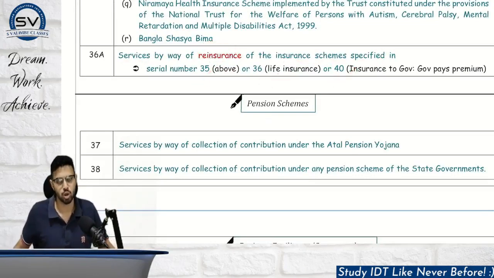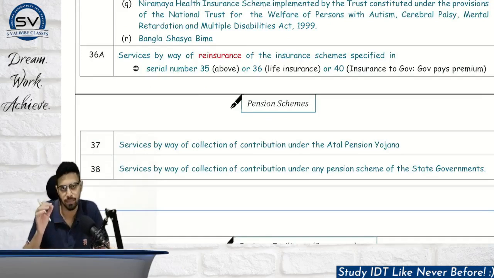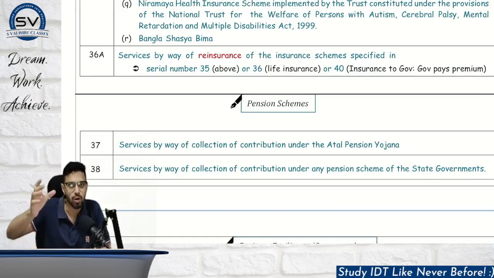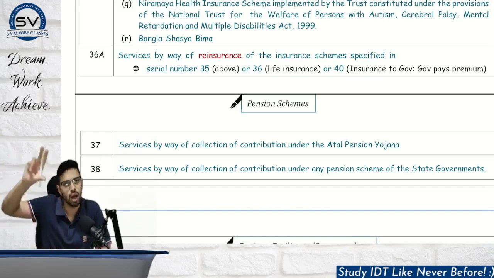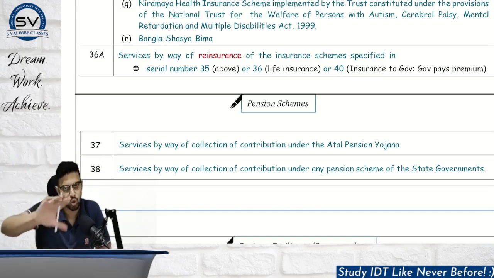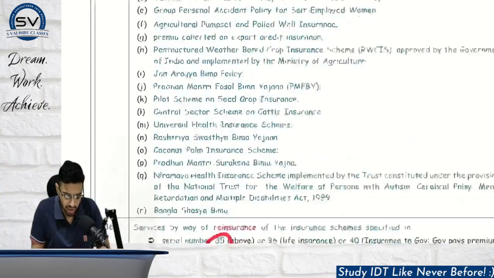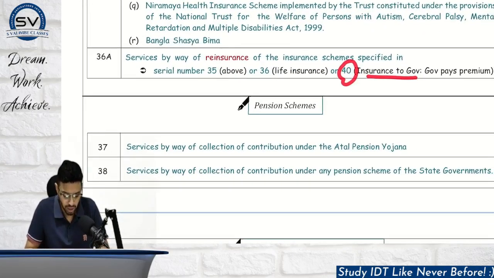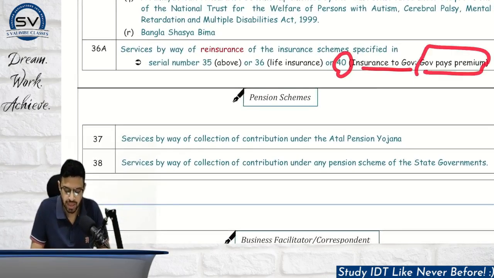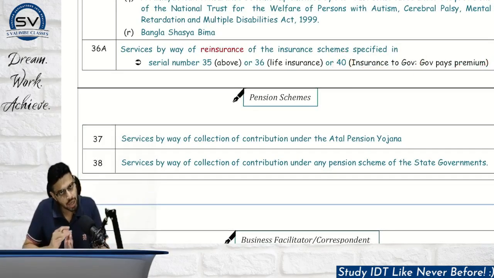Now, what do you mean by reinsurance? Reinsurance basically means, let's say there is an insurance taken by LIC, let's say of 100 crores. 40 crores of that 100 crores is taken further by, let's say, HDFC Life Insurance. So that is a reinsurance happening. A portion is being covered by someone else. So this reinsurance under entry number 35, that is general insurance. Entry number 36, above that we talked about life insurance, and 40, insurance to government, that we will cover later on next page, in which basically the government pays the premium. So here main insurance is also exempt, reinsurance also exempt.